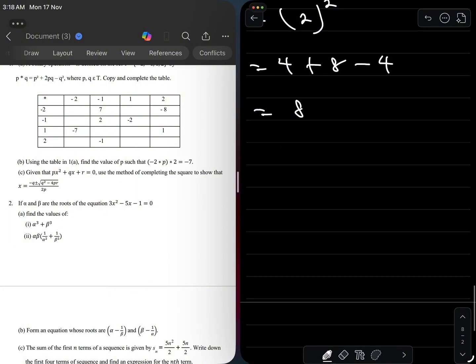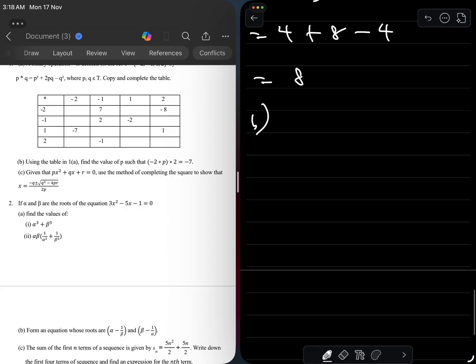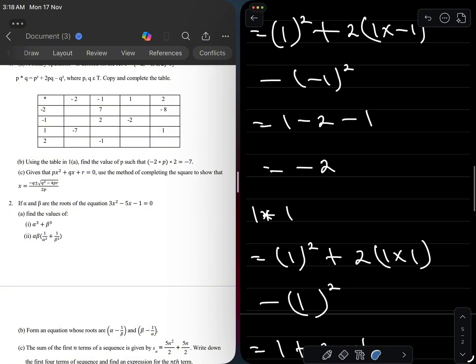Question 1B. Using the table in 1a, find the value of p such that minus 2 asterisk p asterisk 2 is equal to minus 7. How do we find p? We have to go to the table.